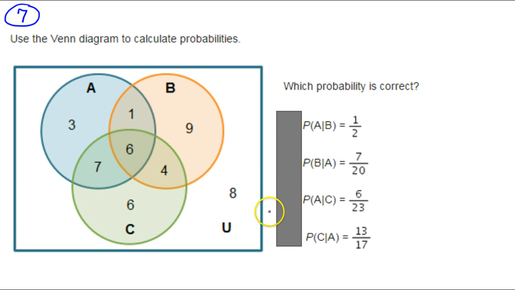All right. We're given a Venn diagram and some conditional probabilities, but 3 of these are wrong and 1 of them is right. So we need to calculate these conditional probabilities and just look for the one that has the right answer. So let's just do these one at a time.